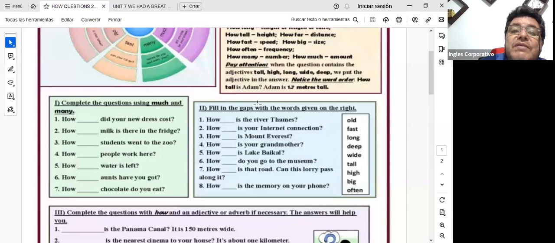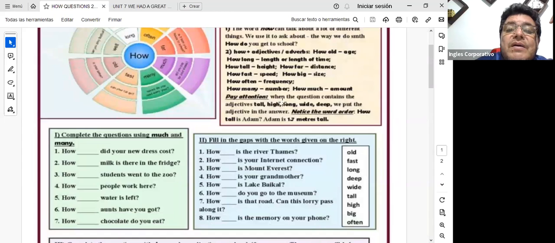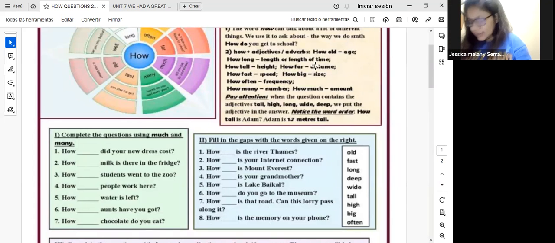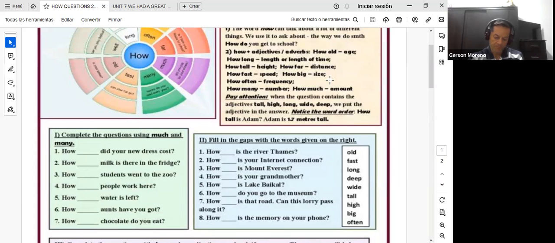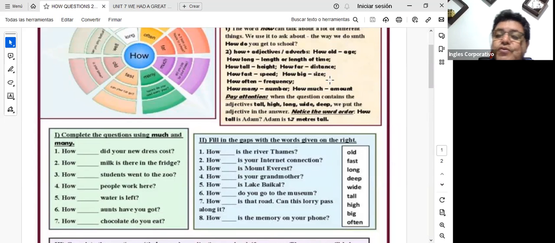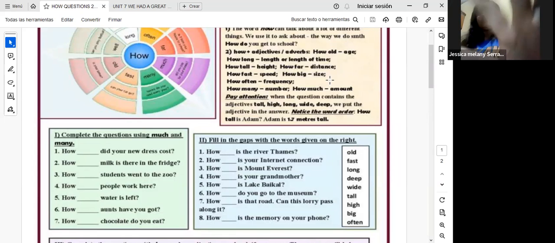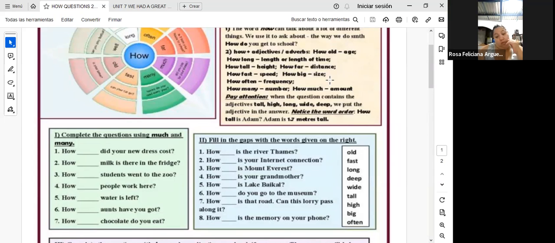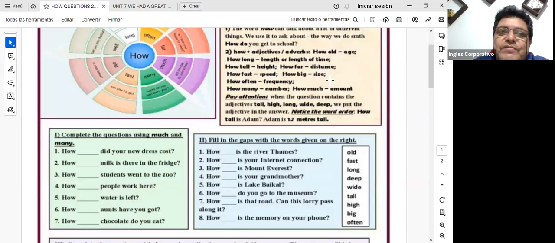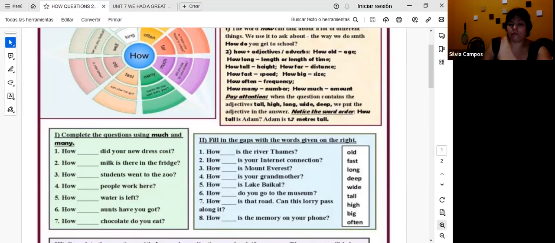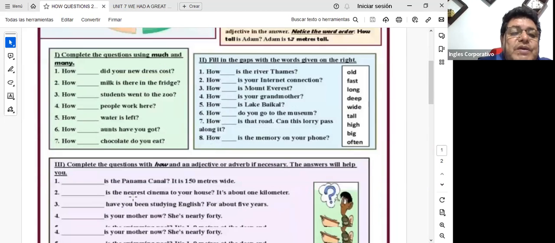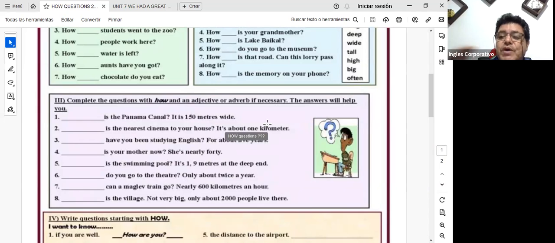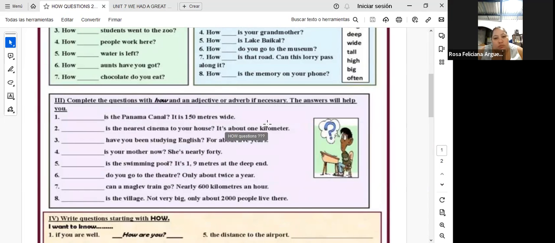Okay, remember the question here? You have, how far? Distance. For example, I ask you, how far is your house from your job? You say it's 10 kilometers, 20 kilometers, or 50 kilometers. If you go to Santa Tecla or Santa Ana, you say it's about 50 kilometers. So the question here should be, how far is the nearest cinema to your house? Oh, it's about 1 kilometer. So that means you have to walk far, okay? How far?